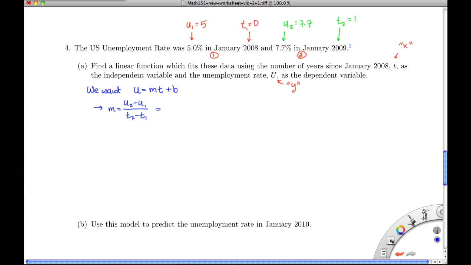So using the points that we lined up top, we've got 7.7 as our u sub 2, minus 5 as our u sub 1, and then we've got t sub 2 is 1, t sub 1 is 0. So this is going to give us 2.7 divided by 1, or just 2.7. So there's our slope. So at this point, we've got u is equal to 2.7 times t plus b. And you may already see what b is, but just in case, let's use our technique for finding b as we pick a known point.